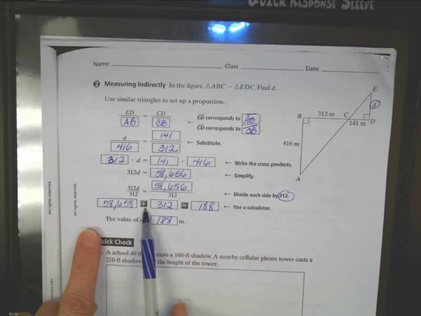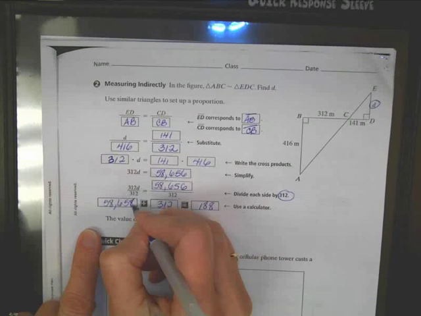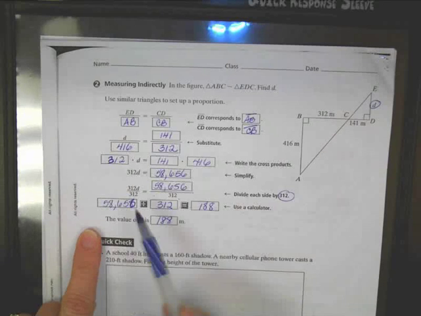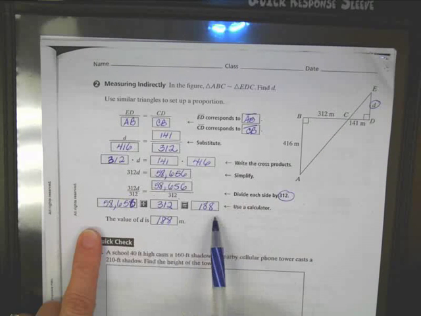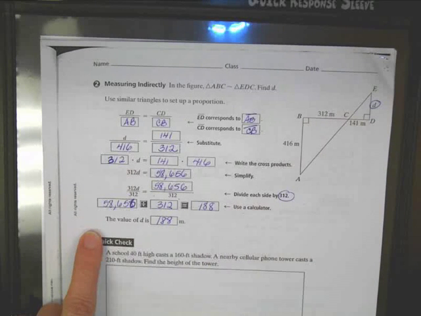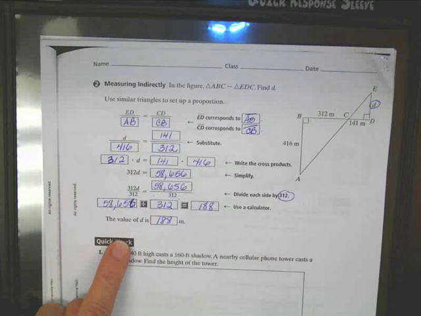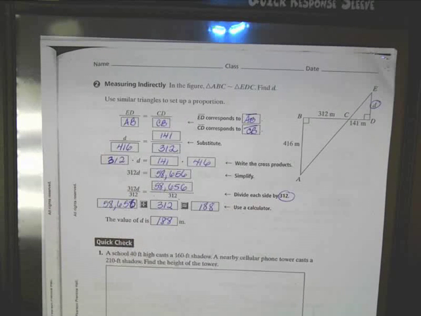All we were doing is 58,656 divided by 312. It gives you 188. So the length of D, or the value of D, is 188 meters.